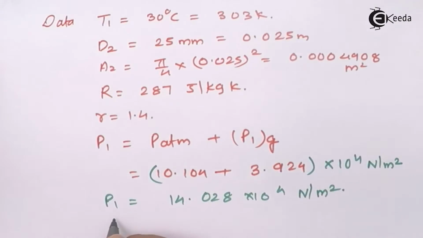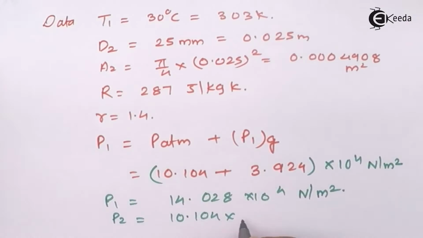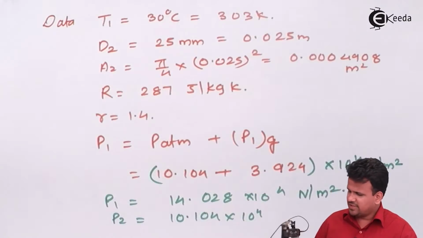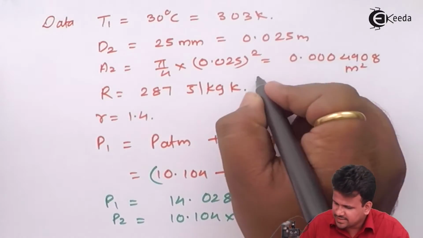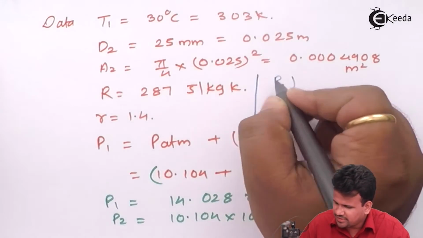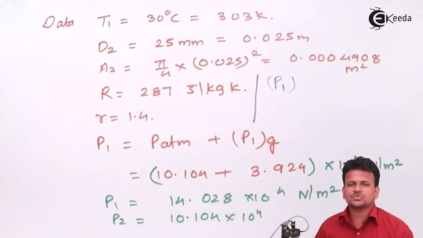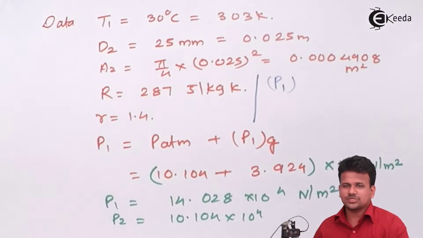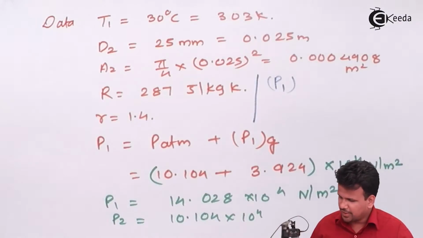Hence we can write over here P2 is equal to 10.104 into 10 to power 4 because P atmosphere is equal to P2 since it is exposed to the atmosphere. Now we have written all the data which is given to us, and except this data they have given us another data related to pressure P1, but that time it is exposed to another pressure that is 33.35. So we'll solve that case 2 later. We'll solve this case 1 now.